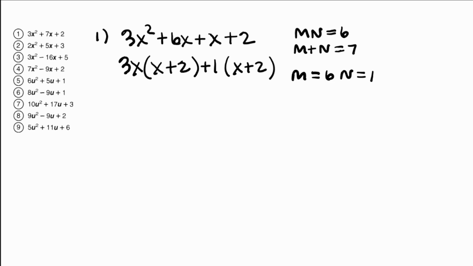And then I'll factor the x plus 2, because that's common to both of the things that I'm adding together right there. So I'll factor out the x plus 2. I'll be left with a 3x plus 1.